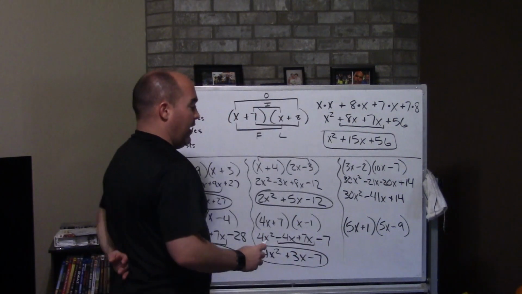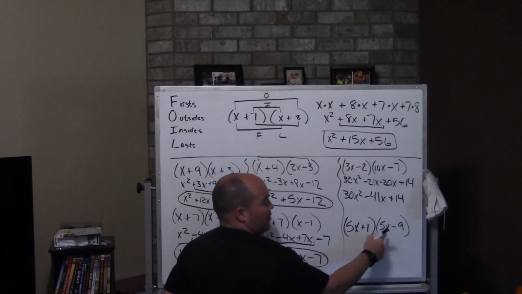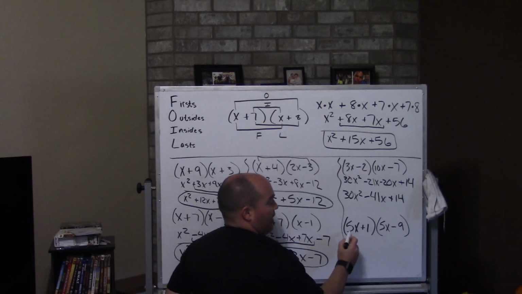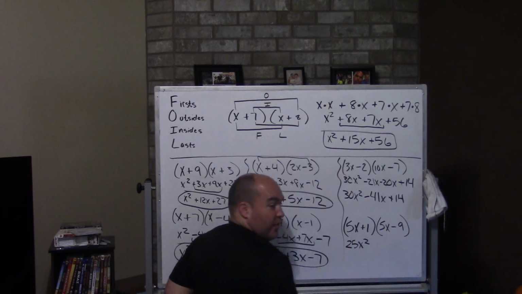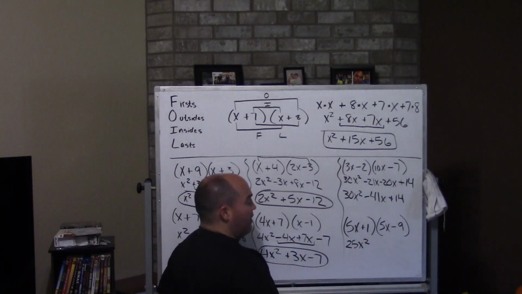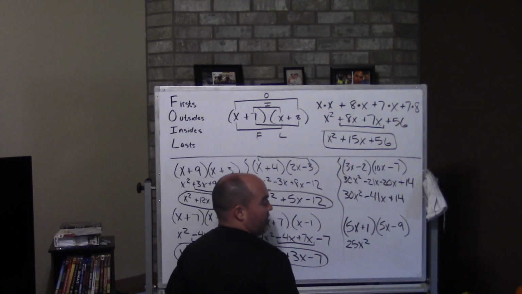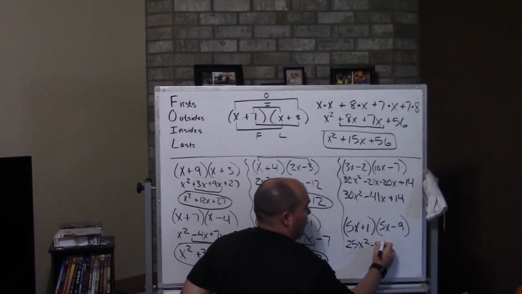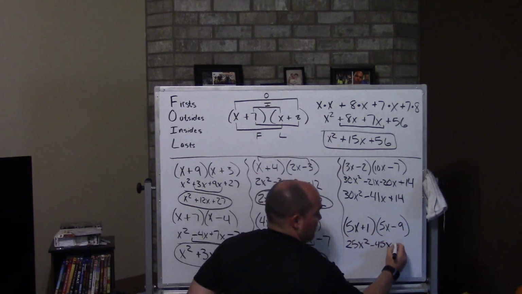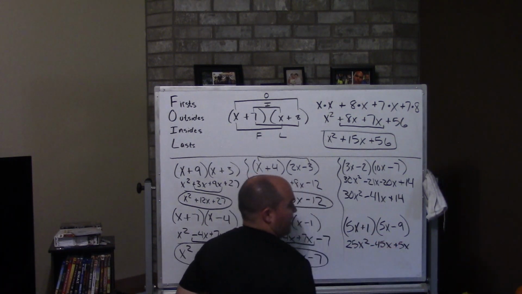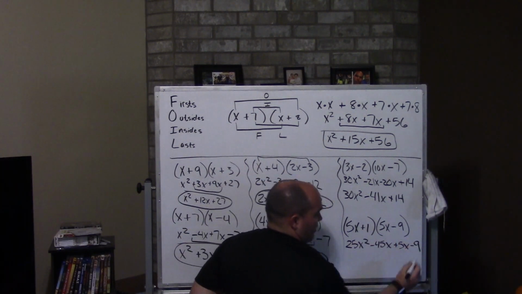All right. And last one of the day, 5x plus 1 times 5x minus 9. 5x times 5x, that's my first, so I've got 25x squared. Hopefully you've been studying your squares, you didn't forget that one. Then outside is 5x times negative 9, so that's going to be negative 45x. Inside is going to be 1 times 5x, so that's just 5x. And then last is 1 times the negative 9, so that is negative 9.